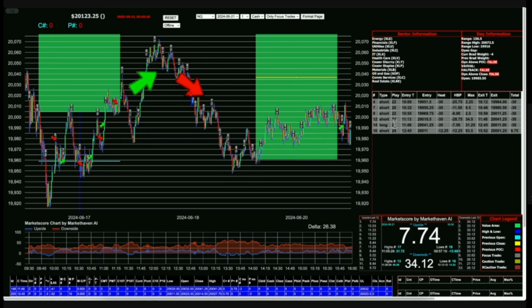Then we get a long. Now, the long, and again, this is a preference thing, because it is barely just for the first time moving above that close, I wouldn't take that trade. There is definitely money to be made. As you can see, it ends up going for 31 points with 7.5 points of heat. It's not a bad trade, but because of the overall information, I'm not taking that trade.